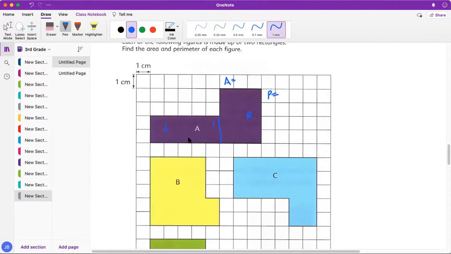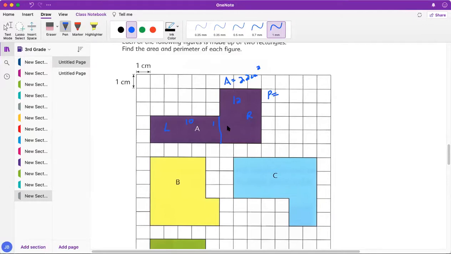Eleanor, what's the area of this left piece? The left piece is 10. So we have 1, 2, and 1, 2, 3, 4, 5. And the right piece is 12. So 1, 2, 3, 1, 2, 3, and 4, and 12. So if we add 10 and 12, we should get 22 centimeters squared. Perfect. Great job, Luke. Thank you.